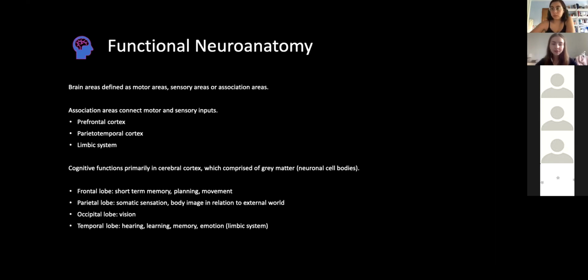So to quickly summarize the functions of the respective brain lobes. The frontal lobe is responsible for short-term memory, planning, and movement. The parietal lobe deals with somatic sensation, body image, and the relation of the self to the external world. The occipital lobe is responsible for vision, and the temporal lobe deals with hearing, learning, memory, and emotions by extension of the limbic system.